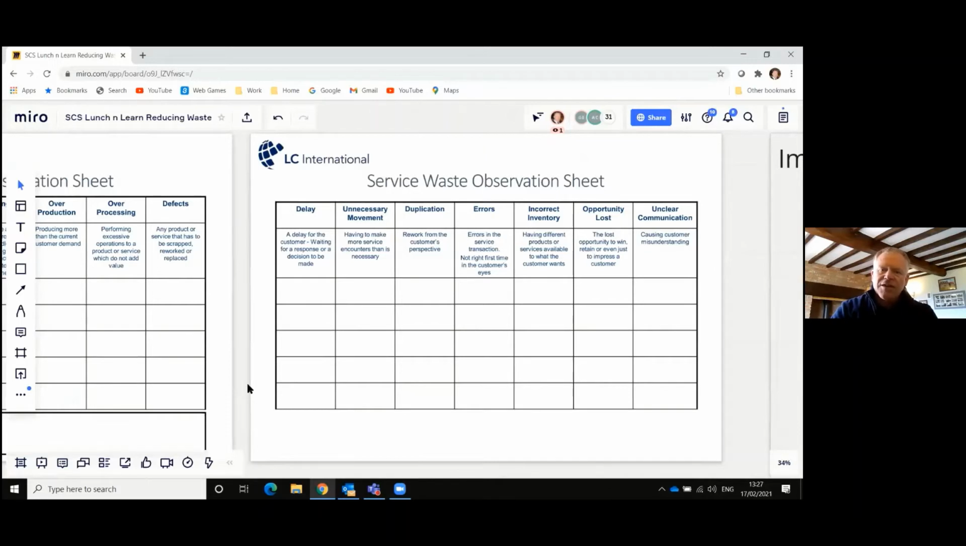But it looks at things that you will see from a service, specifically around delay or unnecessary movement, or if there's any duplication in effort, maybe inputting information into a number of platforms or spreadsheets. Thinking about the errors that are made from the information that's given to you as a back office function that's supporting the delivery of that project.